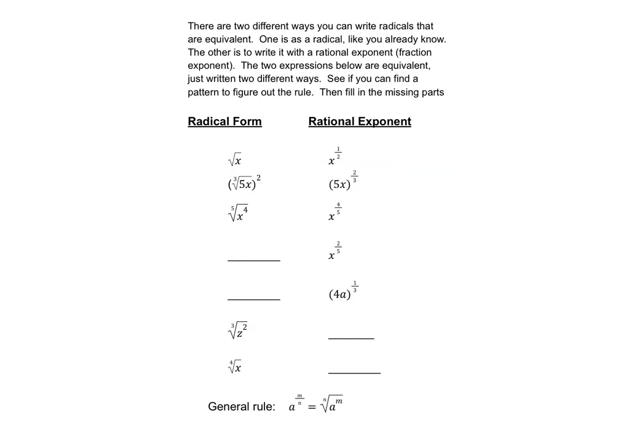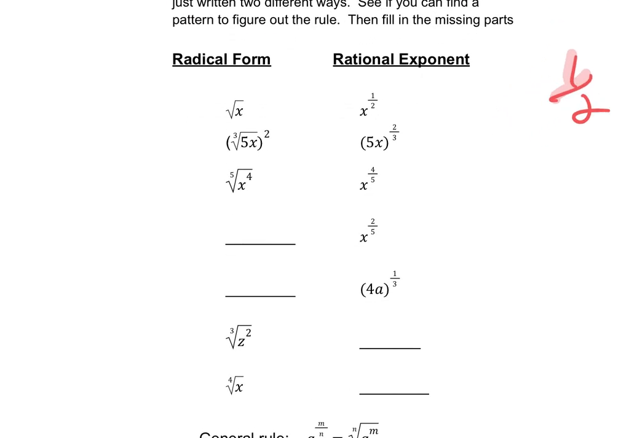Okay, so this is going from radical to rational exponents, just going back and forth between the two. We can kind of read here. There are 2 different ways you can write radicals that are equivalent. One, as a radical, like you already know, that looks like this, like the square root of 2. The other is to write it with a rational exponent, which means a fraction exponent. The 2 expressions are equivalent, just written in 2 different ways, kind of like 1/2 and 0.5 are the same thing. That's all that radical and rational exponent forms are. It's writing the same thing 2 different ways.